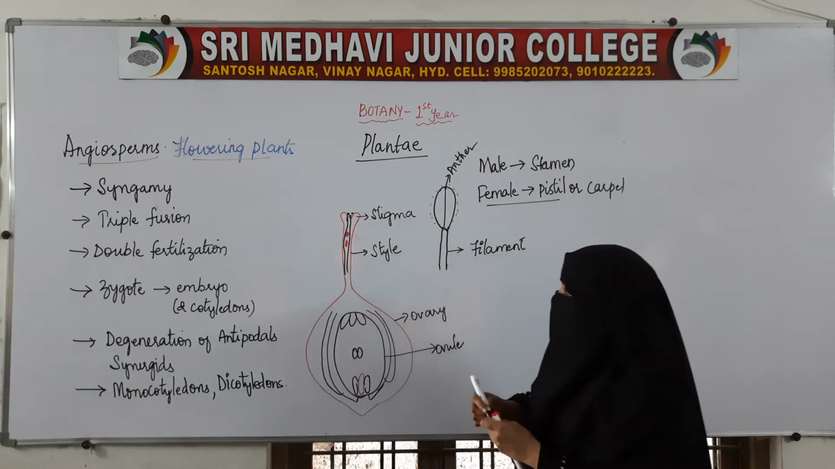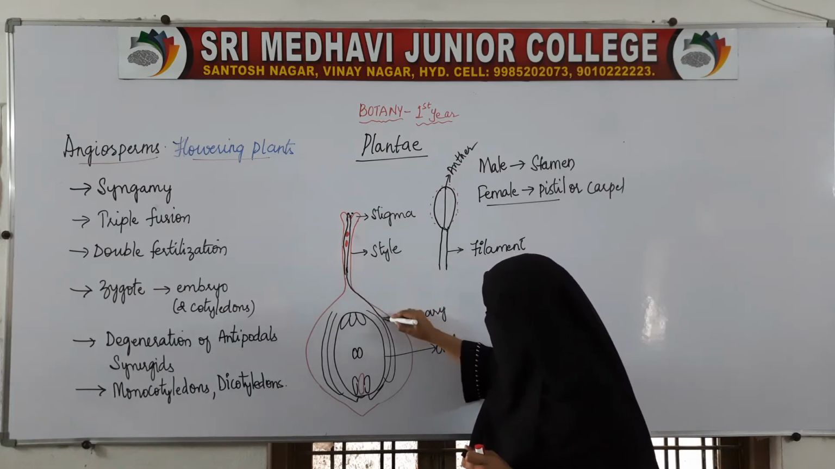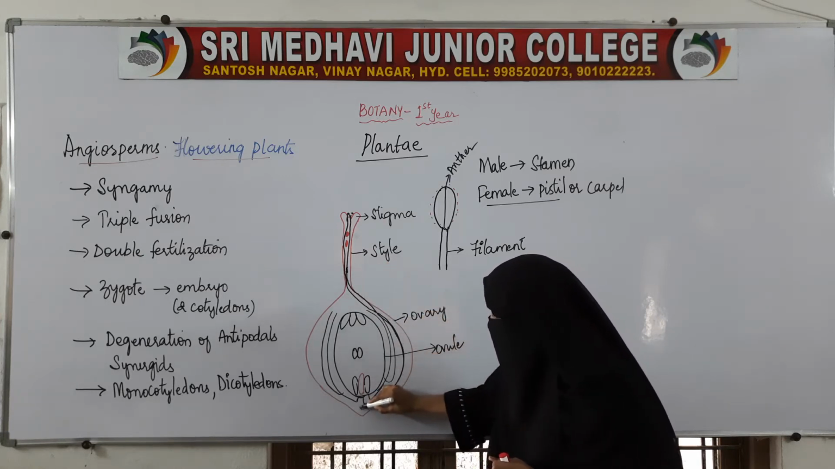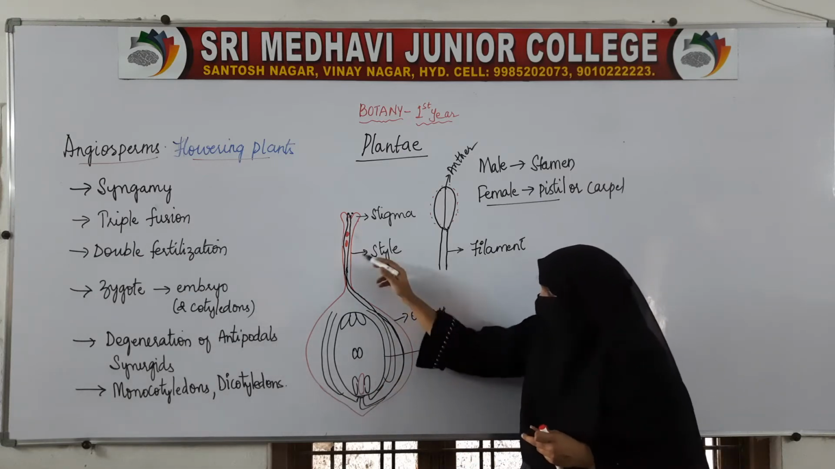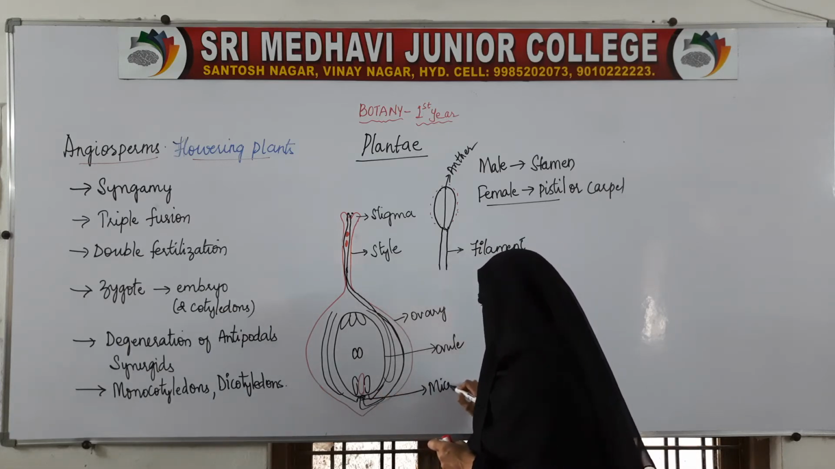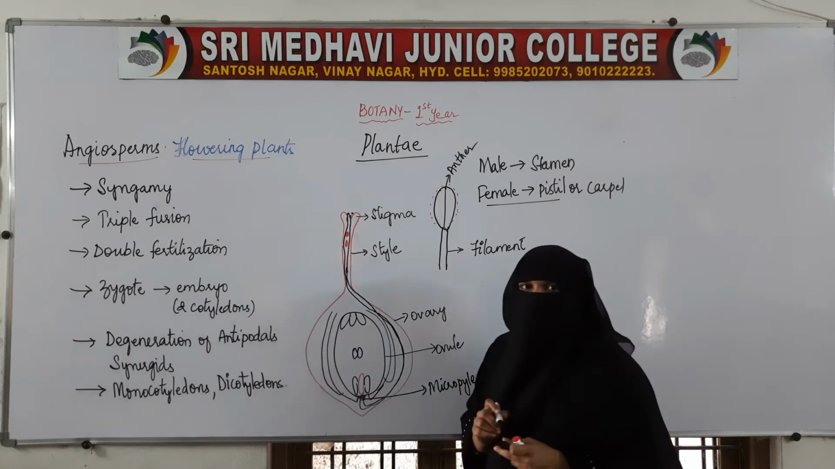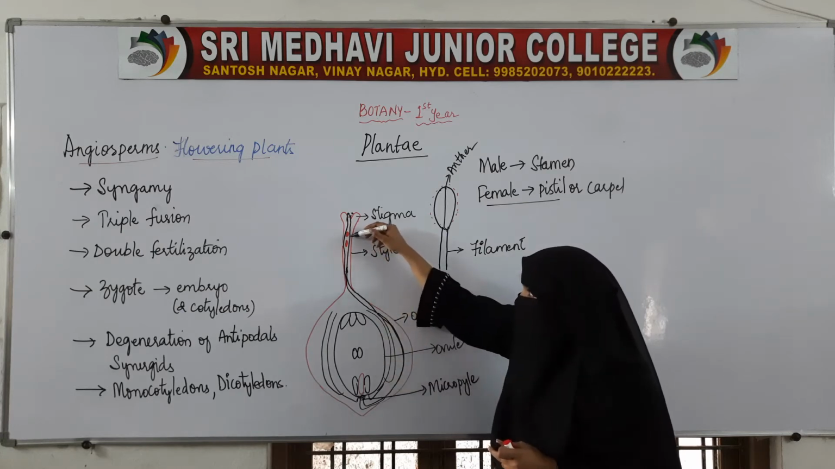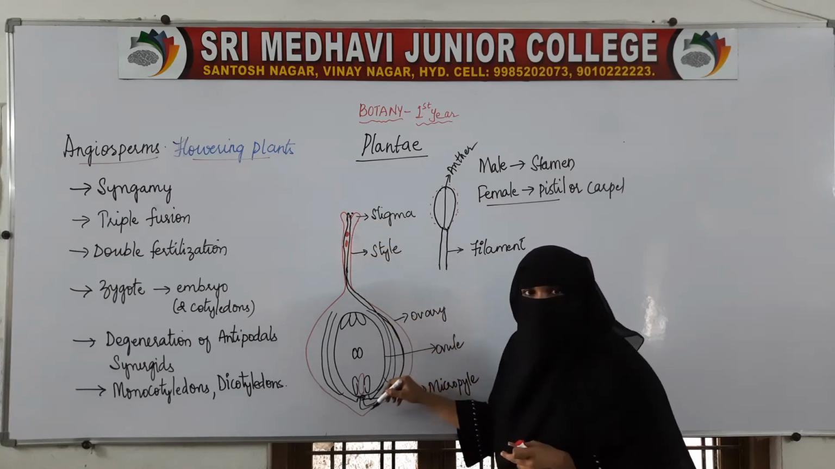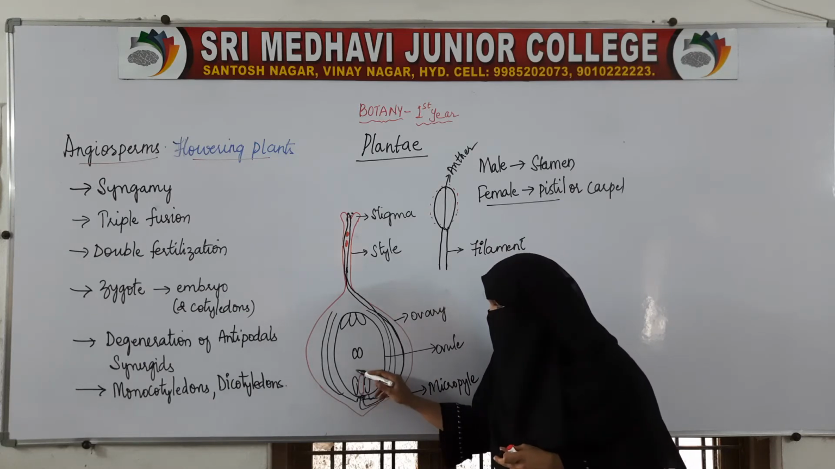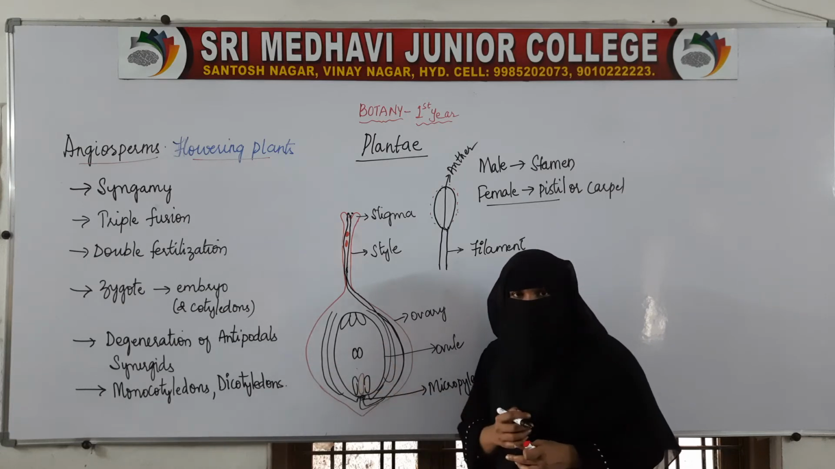So this pollen tube reaches this part of the ovule. Here a small pore will be present, which is called the micropyle. When the pollen tube goes inside, along with this pollen tube the male nuclei will also travel. So the pollen tube releases two male nuclei inside the ovule.